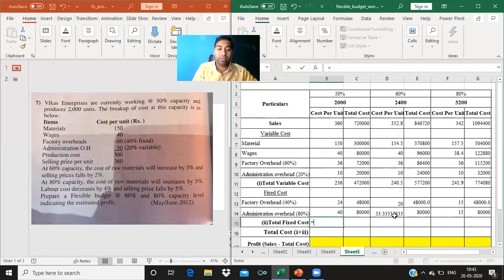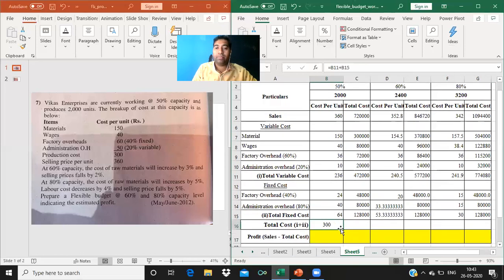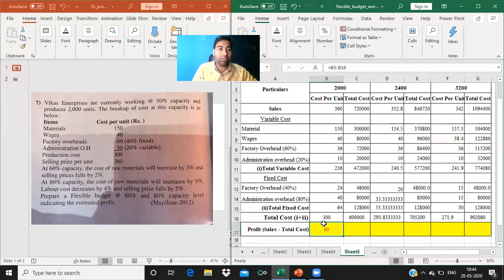Next, we need to find the total fixed cost, that will be equal to the sum of factory overhead and the administration overhead. The last step is to find the total variable cost plus total fixed cost. And in the last, we are going to calculate the profit, that is sales minus total cost. We got the profit.